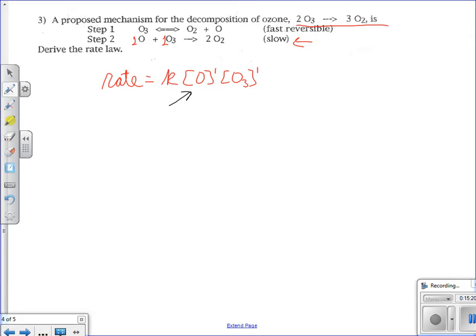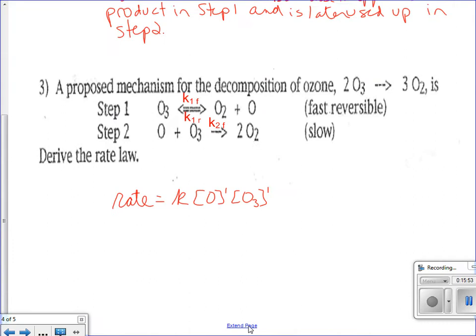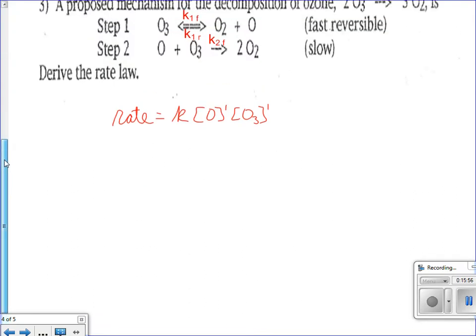O is an intermediate. It's not allowed to be in the rate law. If you look at your rules about rate laws, one of the issues is we are not allowed to have intermediates in the rate law. So we have a trick to get rid of the intermediate. And you have to remember something from last year in order to do this trick. I'm also going to write a few things up here. Okay, so I have added a few things in here. And we're going to extend the page a little bit, come back down.